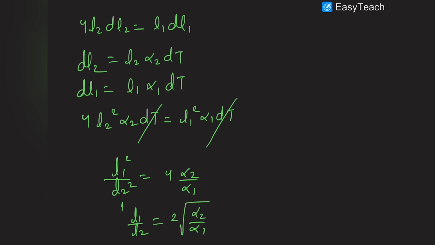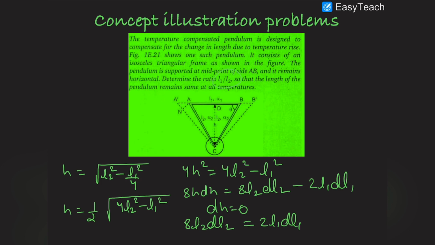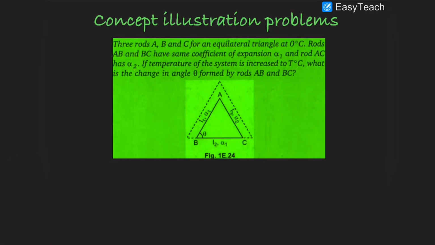Okay, so this is the value of L1 by L2 for which this length h of the pendulum remains constant. Now we move on to the next question.